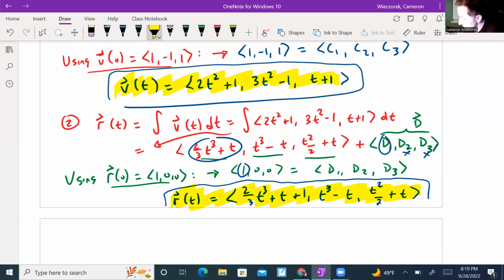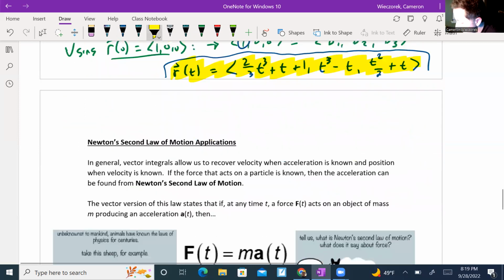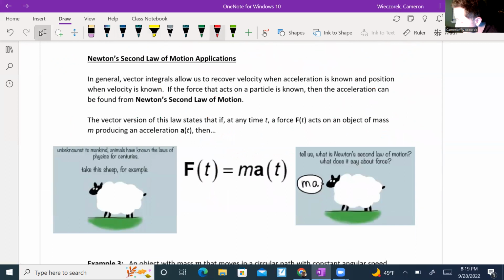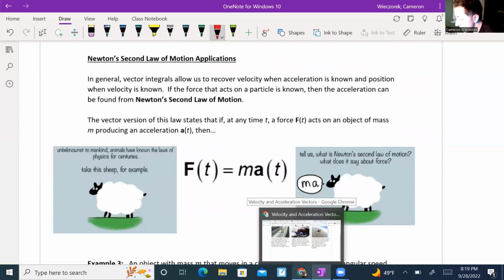Last application I want to show you relates very nicely to Newton's second law of motion, which you may have learned about a little bit more in your physics class if you've taken physics. So in general, we've seen this now. Vector integrals allow us to either recover velocity when we know the acceleration, or recover the position if we know the velocity. It has to do with that integration or differentiation relationship.